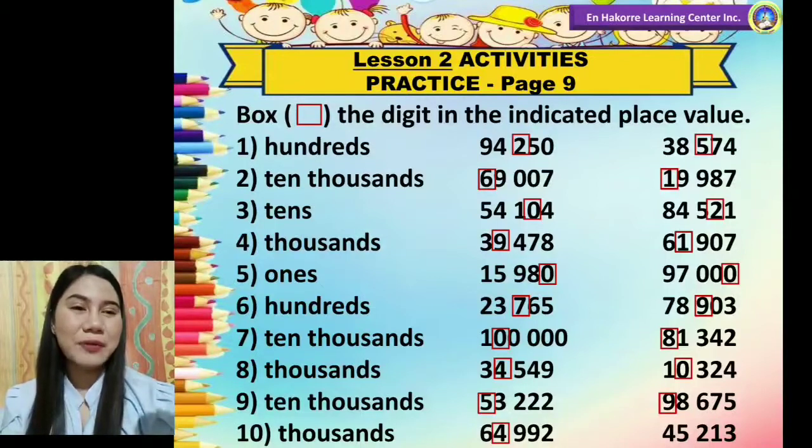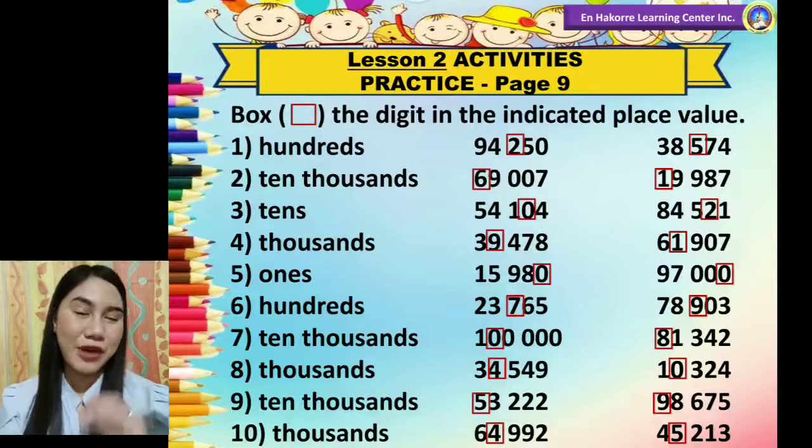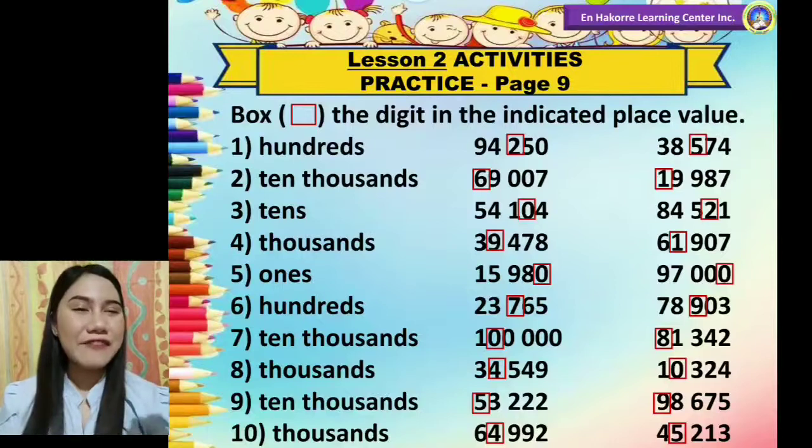And the last example right here is 45,213. Since you have 45,213, let's try to find out where we can see the thousands place. Okay, so of course, just like what we did on the first example in number 10, you have there also 5, which has the place value of thousands place. Again, we have 5, which has the place value of thousands place. So that's it for our practice on lesson 2 activities, children.